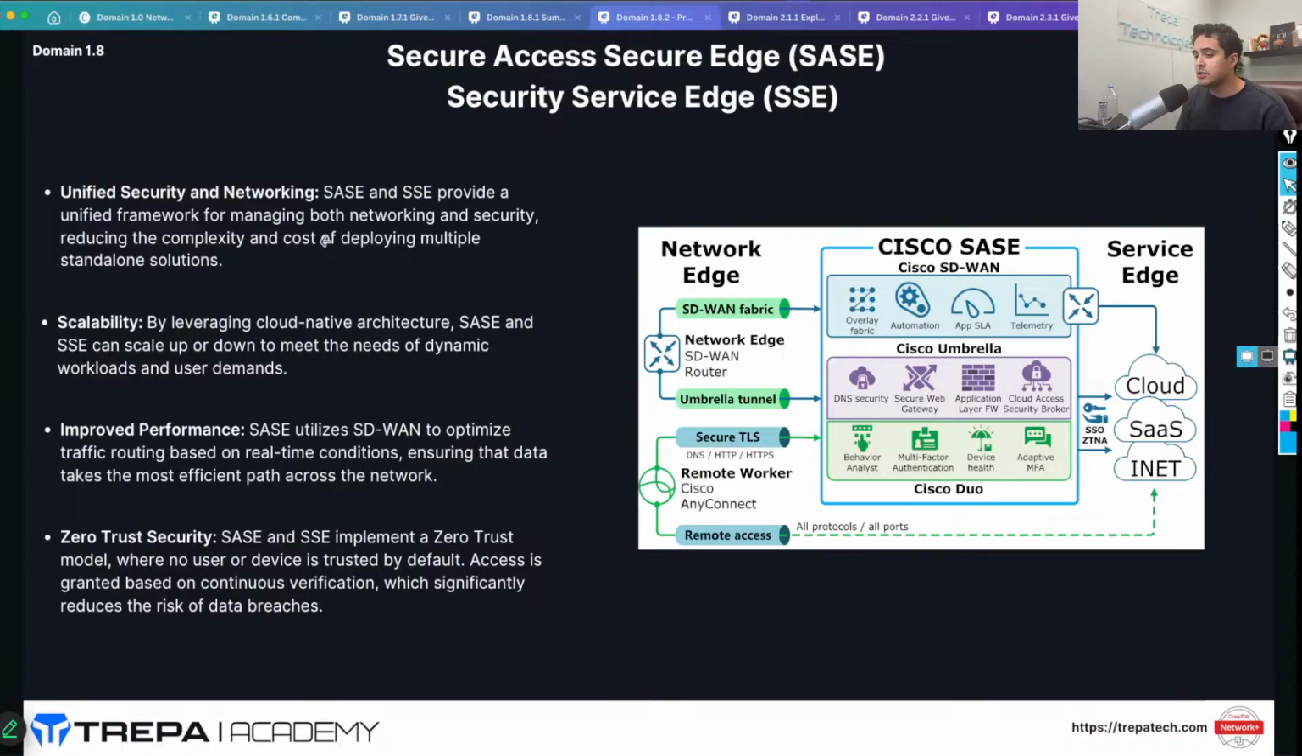Improved performance. Since SASE utilizes SD-WAN to optimize traffic routing based on real-time conditions, we also have that routing where all of a sudden when our pipe's getting full, it starts doing some QoS, starts prioritizing traffic, right? So we're going off real-time conditions. And then we also get that zero trust model. So we get that zero trust network access integrated into this.